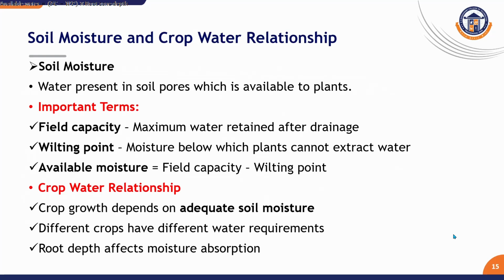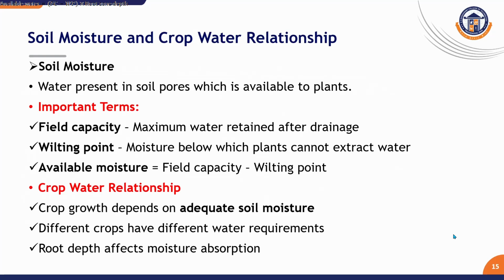The next topic is soil moisture and crop water relationship. Soil moisture is water present in soil pores which is available to plants. The important terms used in soil moisture are field capacity, wilting point, and available moisture. Field capacity means maximum water retained after drainage. Wilting point means the moisture below which plants cannot extract water, and available moisture equals field capacity minus wilting point.